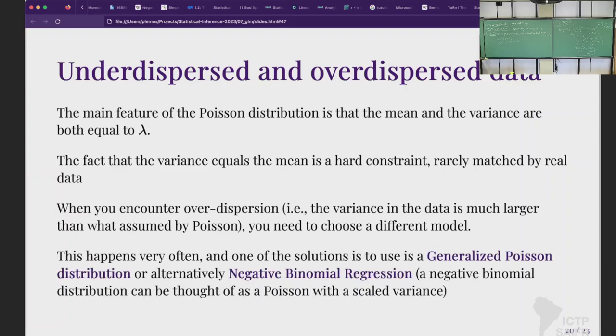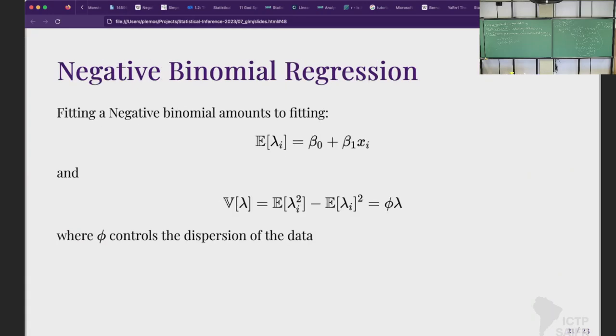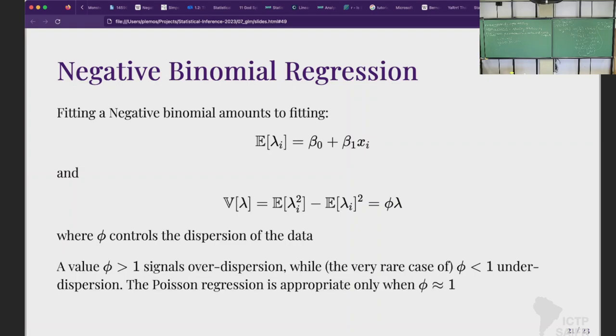One way to deal with this is what they call a generalized Poisson distribution, or you can do a negative binomial regression, which can be thought of as a Poisson with a scaled variance. So what the negative binomial regression would look like is that, instead of having the variance and the mean be the same, you would have this scale parameter phi that scales your variance according to your mean. And this phi is what's controlling the dispersion of your data. If you have a value of phi that's greater than one, this would indicate that your data is over dispersed. And when you have phi less than one, this is under dispersion. The Poisson regression is usually appropriate when phi is almost similar to one.